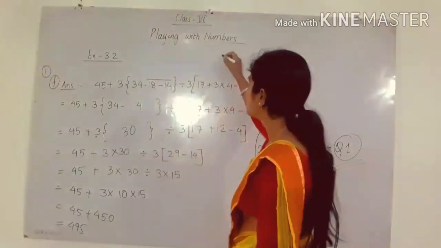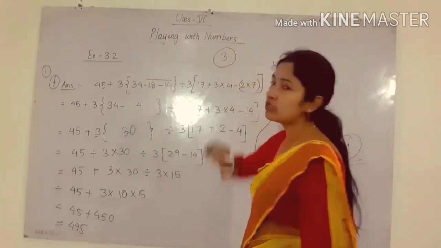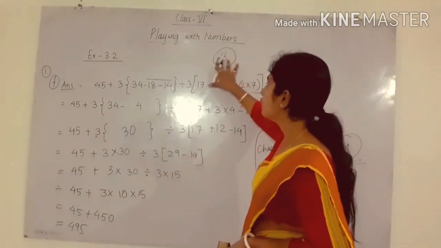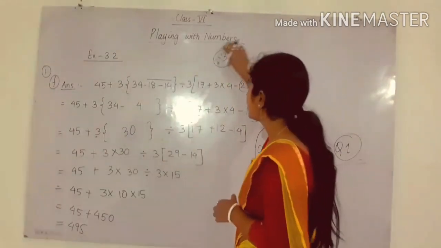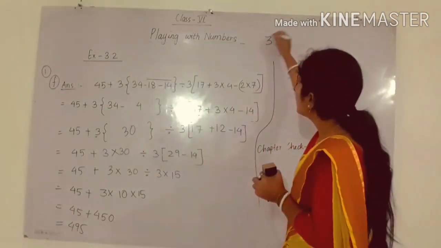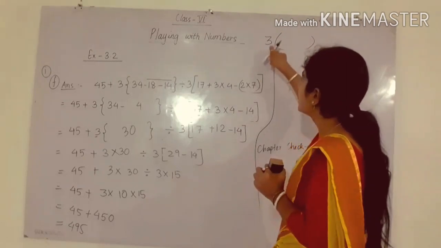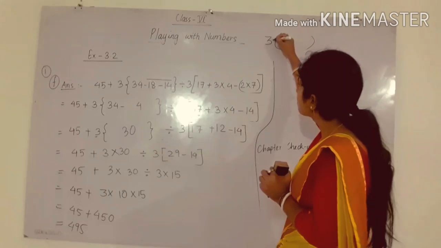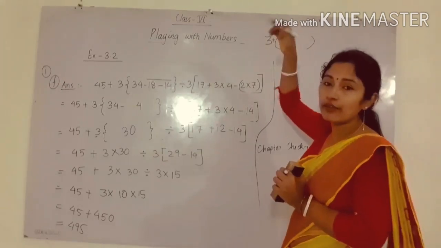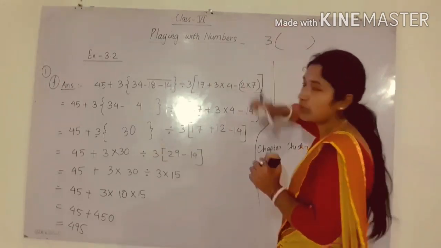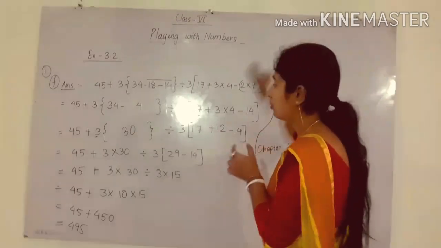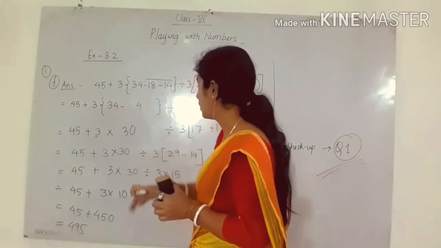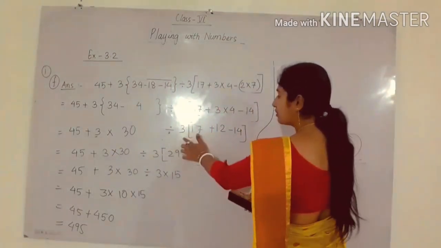See, if 3 is written, what is the meaning of this? 3 means plus 3. We already know this is plus 3, so we don't write the symbol. Like this, if it is written 3 bracket something, that means 3 into something. If there is no symbol, that means into. If there is a plus symbol, that means we have to add. No symbol means multiply. So here it is multiplied with 30, so you can write 3 into 30. Next, divide by 3.